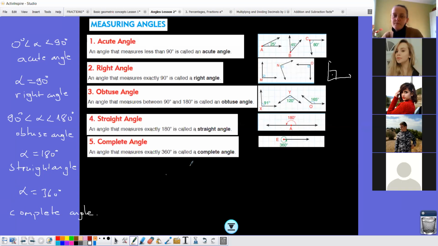Teacher, why is there a straight angle and not an LGBTQ angle? Oh, Stanislav. It's okay. Did we understand? Yes, teacher. Okay. Can I continue to the next page? Yes.